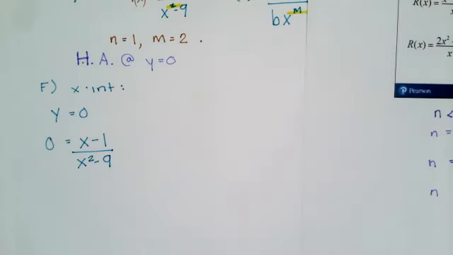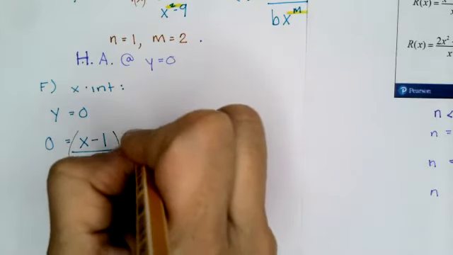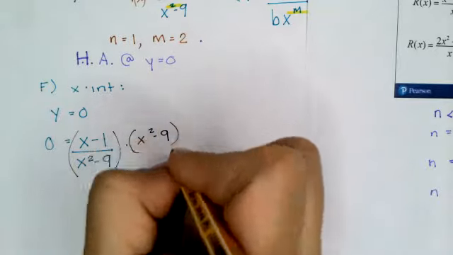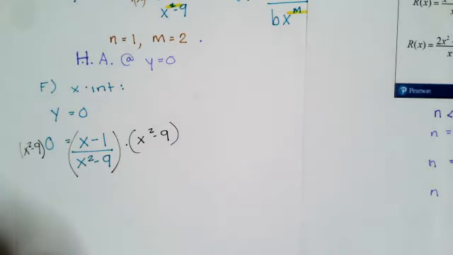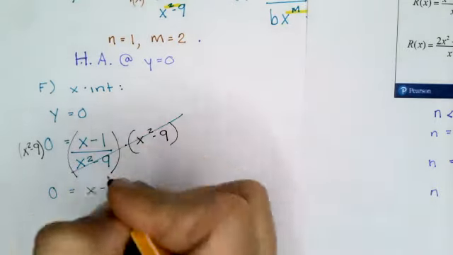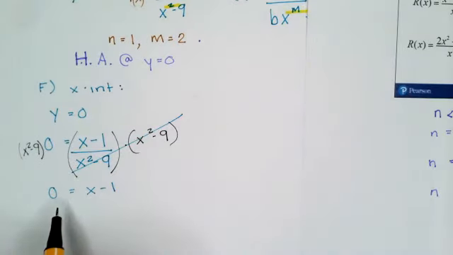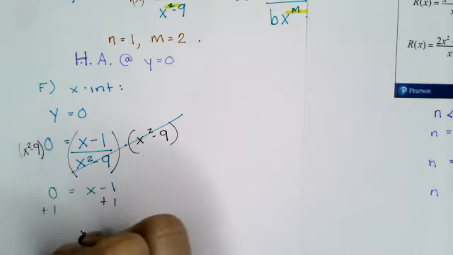I want to find the value of x, right? It's set equal to zero. I want to get rid of the fraction, so I'm going to multiply by x squared minus nine. Anything I do to this side, I have to do to this side. So it's zero times x squared minus nine. However, all of that times zero just leaves me with zero. So it's still zero equals x minus one, because those cancel and those multiply together give me zero. I'll add one and I get x is one.